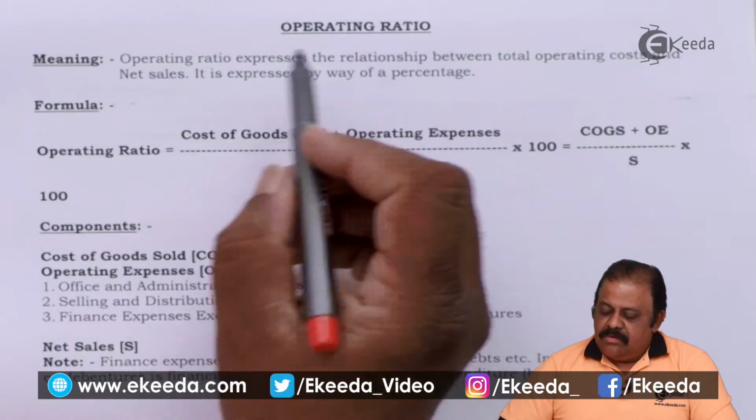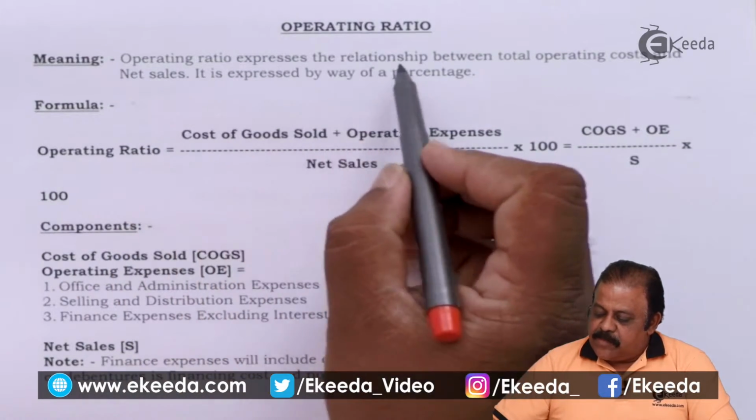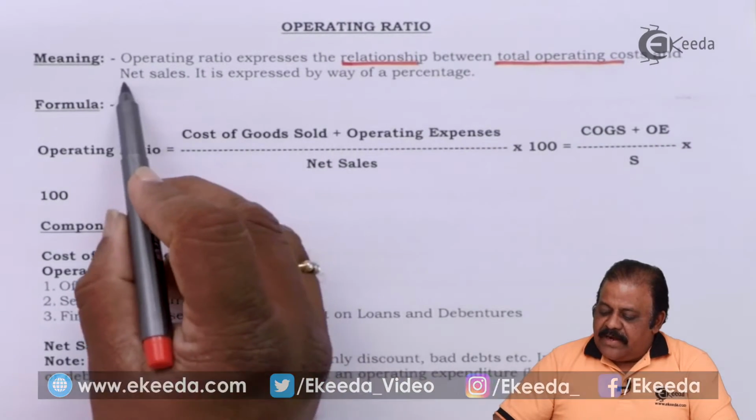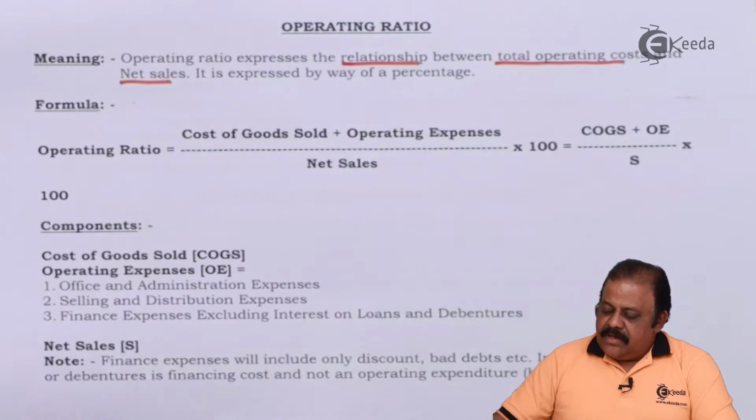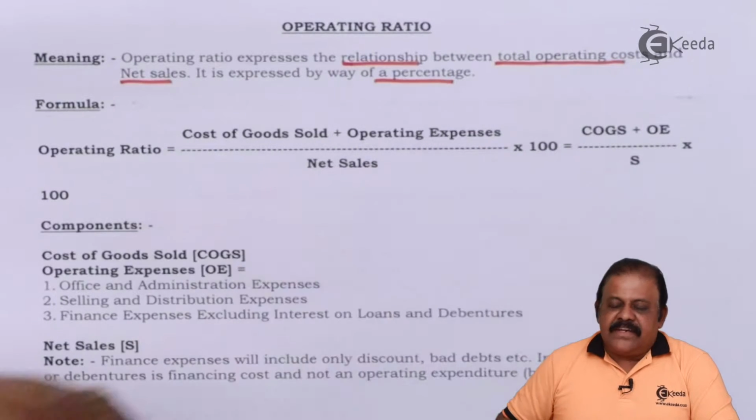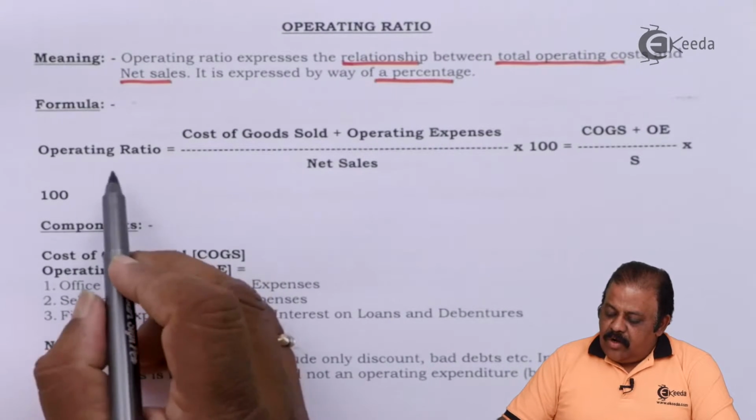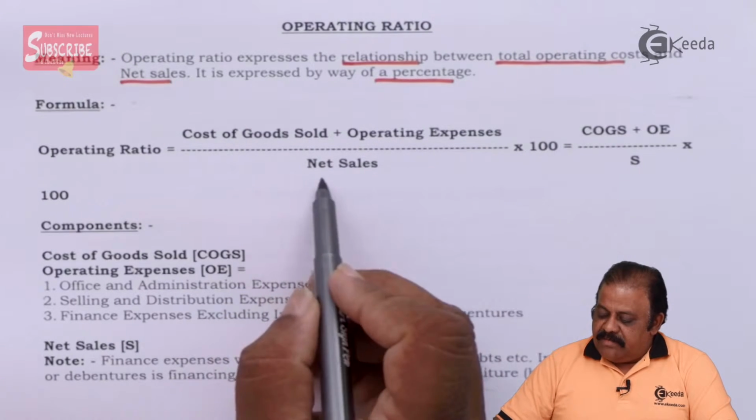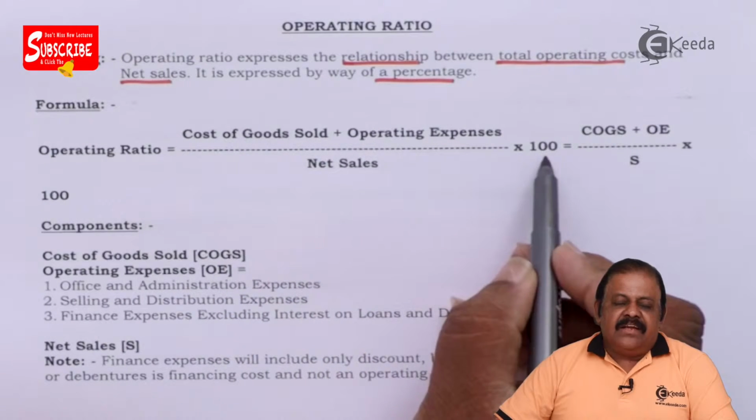Operating ratio: meaning. Operating ratio expresses the relationship between total operating cost and net sales. It is expressed as a percentage. Formula: operating ratio equals cost of goods sold plus operating expenses, divided by net sales, multiplied by 100.